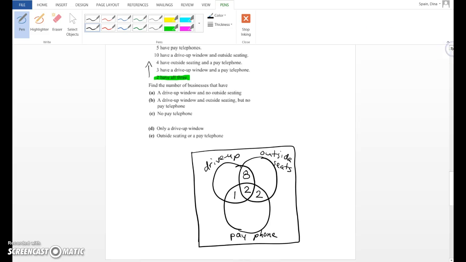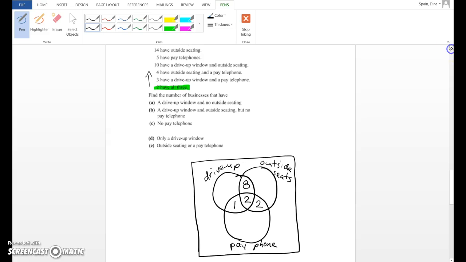Alright, I'll go a little backwards. 5 businesses have pay telephone, so in my big circle down here, all together I need a total of 5. Those 5 are already accounted for, so there's nothing out here. You can put a 0 if you want to, but you don't have to. This 2 plus 2 plus 1 are already in that circle for the pay telephones, and there's no more left floating out here.